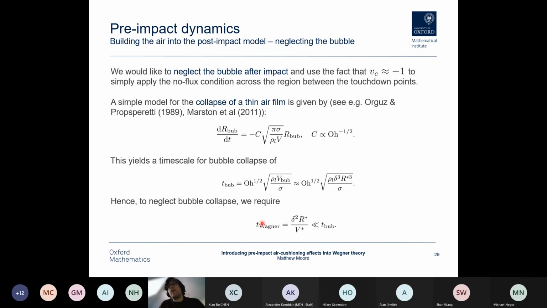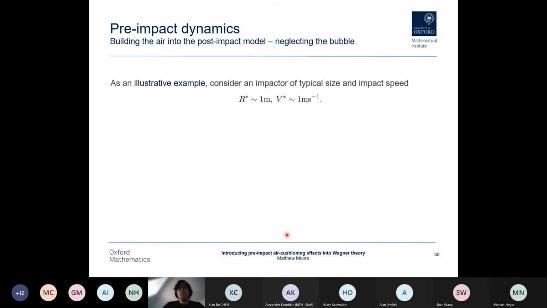Essentially, to neglect the effect of the bubble collapse and just ignore the bubble post-touchdown in the Wagner model, we just need the Wagner timescale to be much quicker than the bubble collapse timescale. If we can justify this assumption, then we can neglect the bubble after touchdown.